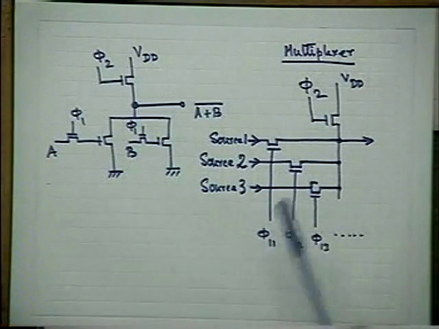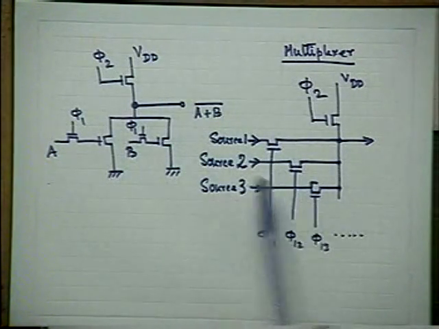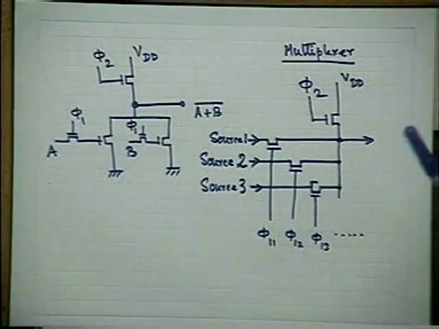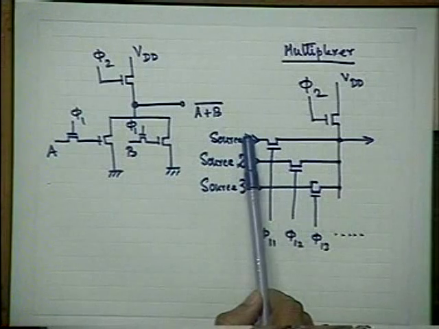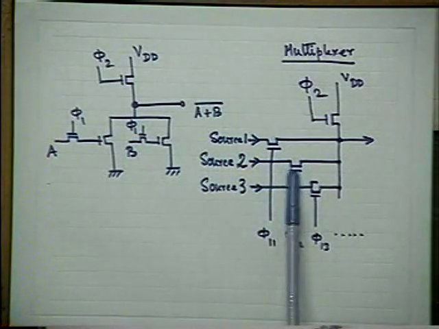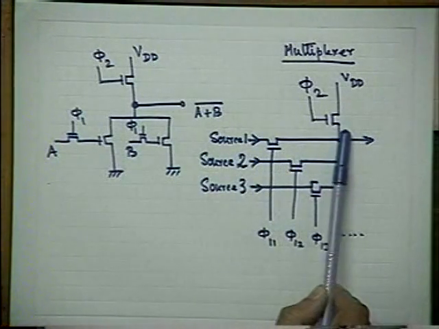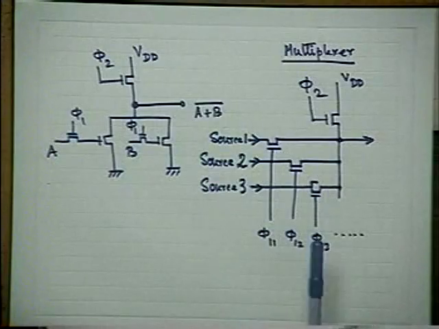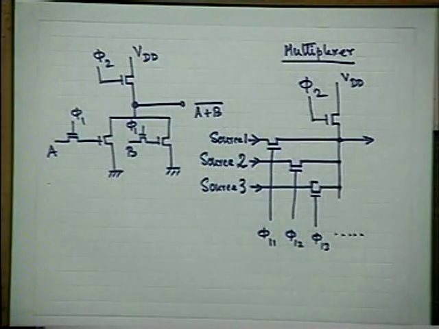Then when phi 1 comes, these two are off, this signal comes here and you get the inverted version of whatever data is available here. Similarly, when this is high, you get the inverted version of whatever is there, exactly the same thing. So this is nothing but a simple multiplexer circuit. The multiplexing is performed by the clocking scheme.